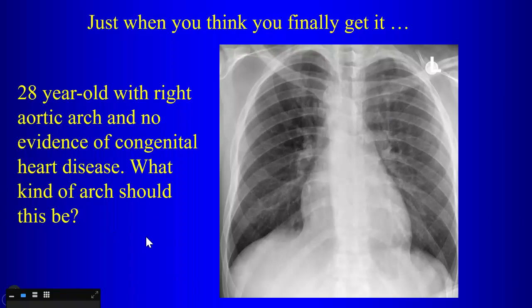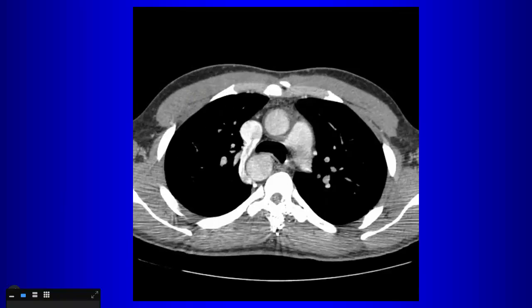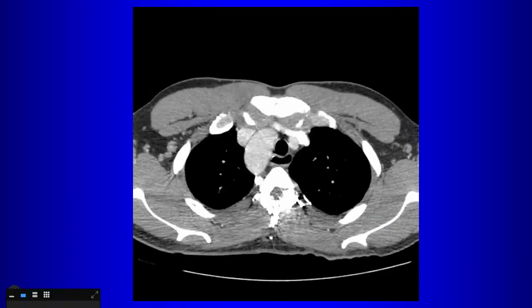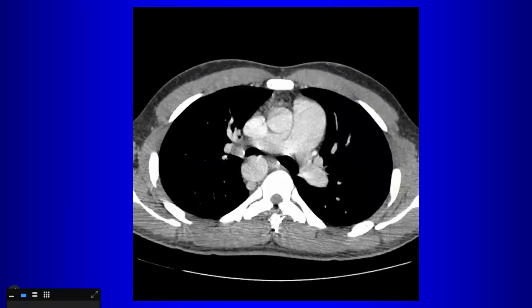We have a 28-year-old with the right aortic arch, no evidence of congenital heart disease. What kind of arch should this be? Exactly, right. So this patient should have a right aortic arch with an aberrant left subclavian artery. Okay? What does he have? Mirror image branching. Yeah, so this is a right aortic arch with mirror image branching.